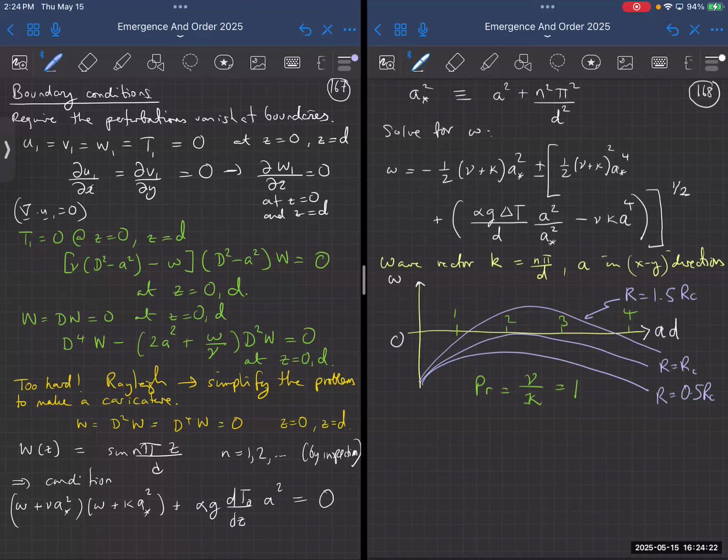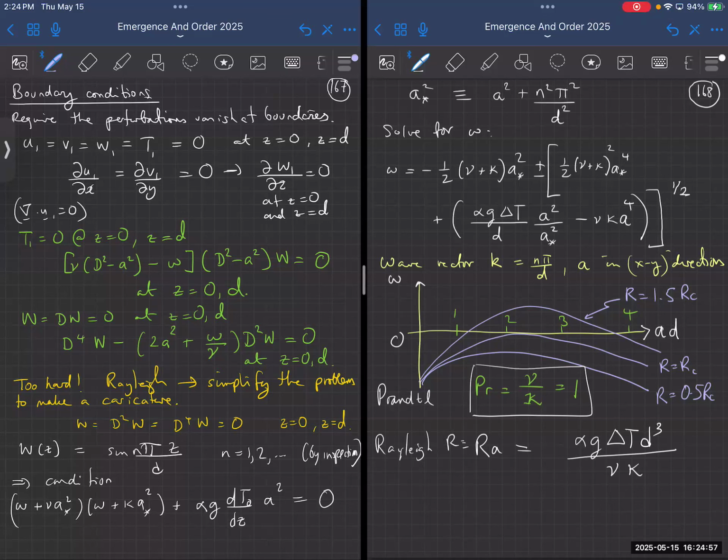Okay, so the first parameter is the Prandtl number, which is nu over kappa, and the second number is the Rayleigh number, and that Rayleigh number is defined as follows: alpha g delta T d cubed over nu kappa. So this is the Prandtl number, and this is the Rayleigh number. Sometimes people write it as Ra.